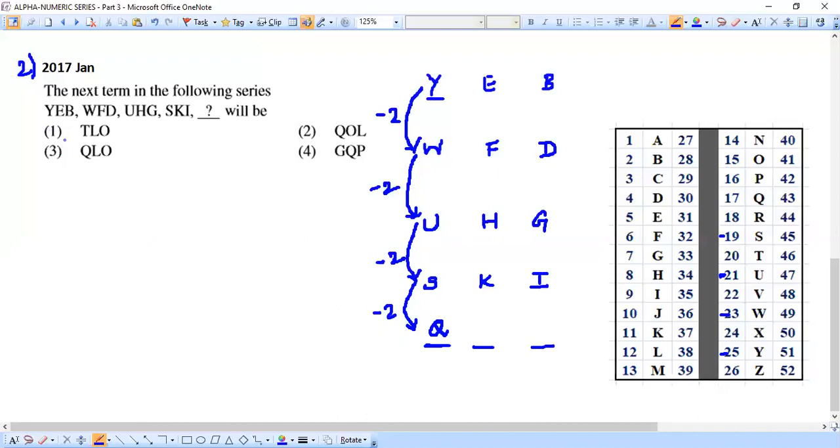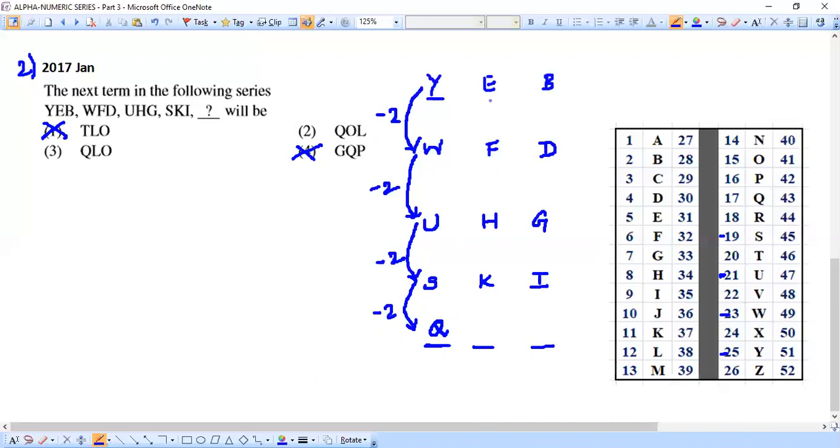So what options can we eliminate? I think we can eliminate option 1 and option 4, because option 1 starts with T and option 4 starts with G. Options 2 and 3 start with Q, which is exactly what we have here. So we are clear with the first letter, and let's try one more term. I think we can try the second letter.